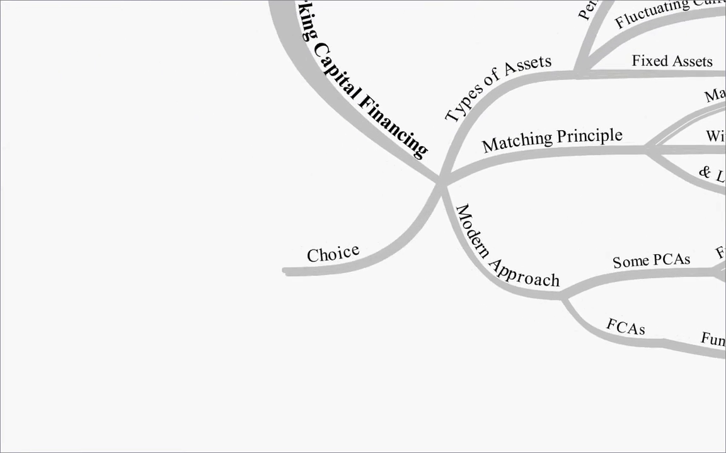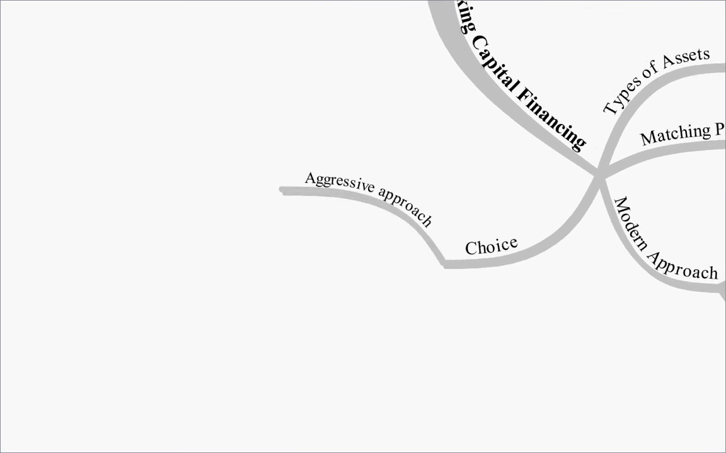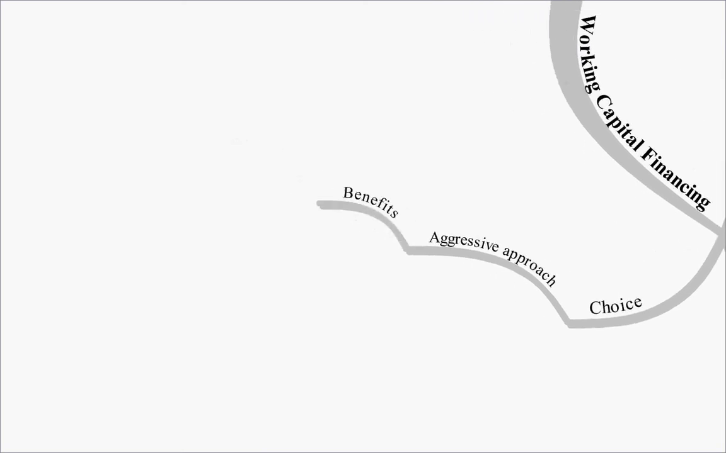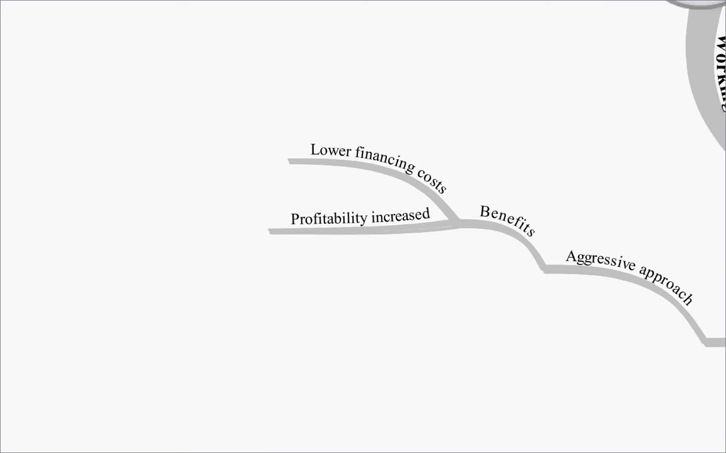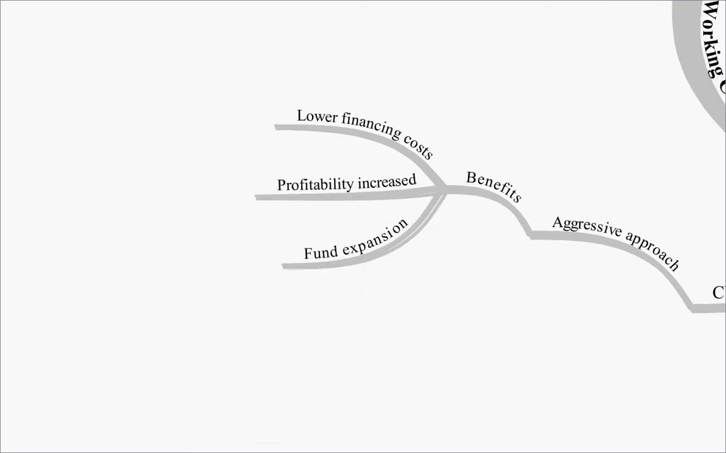So we have a choice when we're funding our current assets. We have a choice between, first of all, taking an aggressive approach. An aggressive approach would mean that we will fund very little of our permanent current assets out of long-term finance. We'll rely on short-term finance to cover our fluctuating current assets and a lot of our permanent current assets as well. The benefits of doing this, we'll have lower financing costs because we're not financing out of long-term finance. Our profitability should therefore be increased, and it will fund expansion. We'll have more liquid assets available to fund expansion.